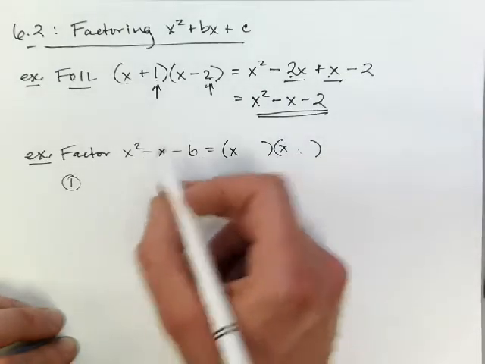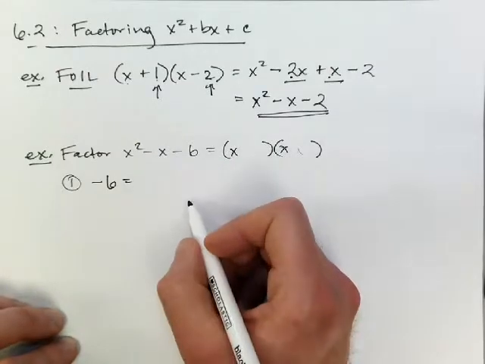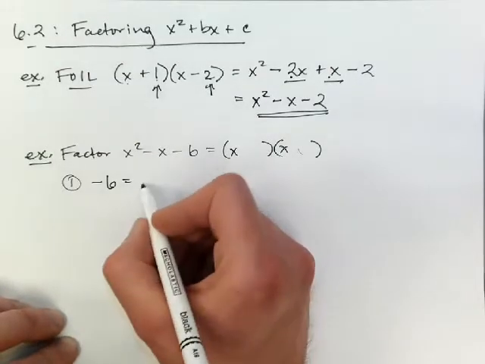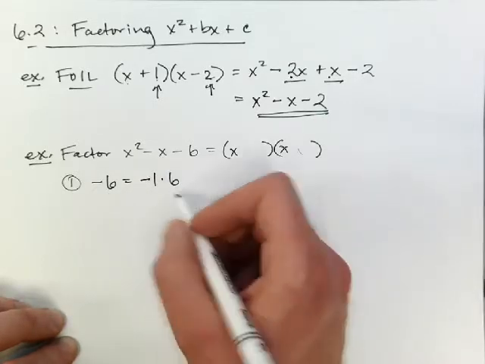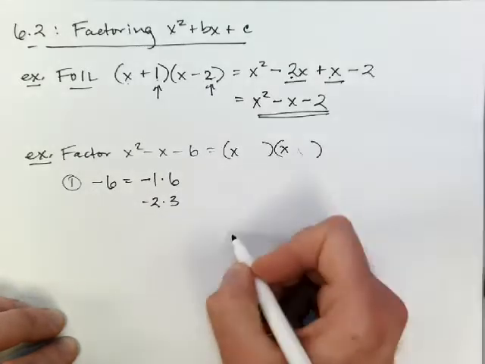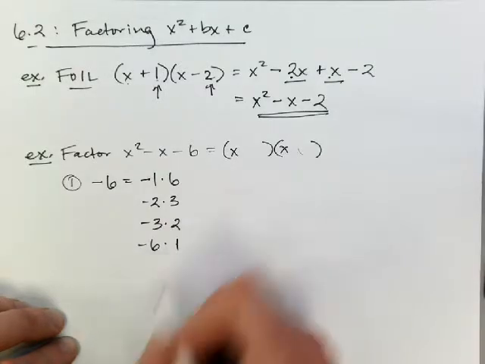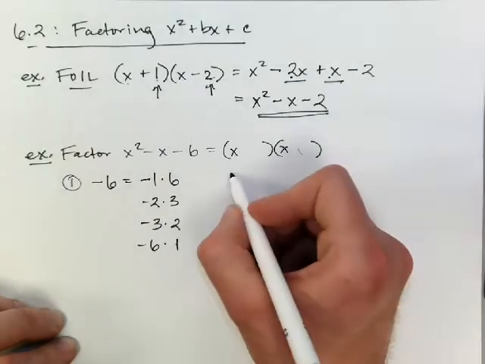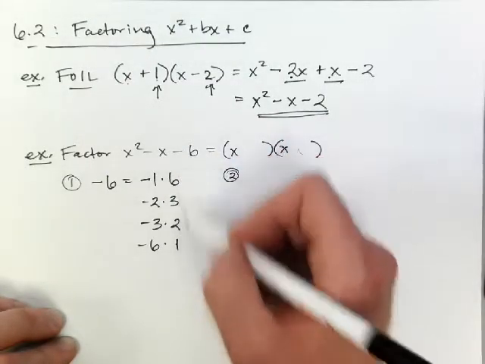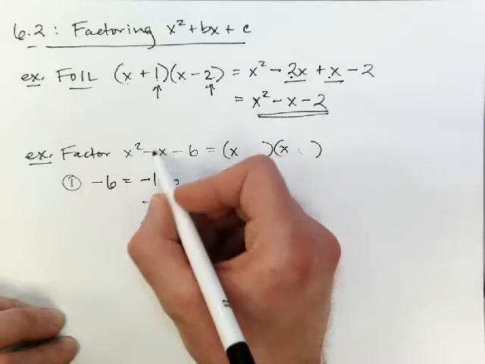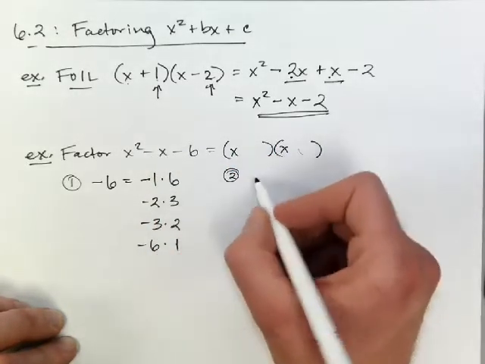So we need to figure out first, what are all of our possible factorizations of negative 6? I would just do negative 1 times 6, negative 2 times 3, negative 3 times 2, and negative 6 times 1. Okay, so those are the possible factors of negative 6. Now we need to find the ones that add up to negative 1. So just add them together.